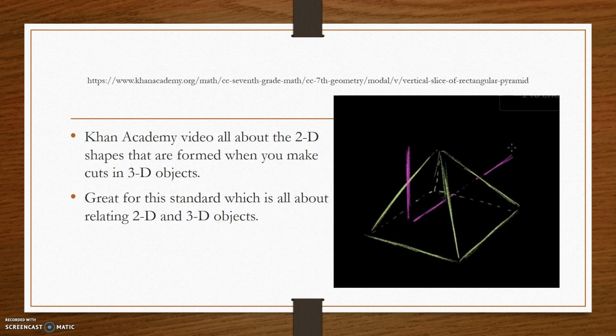And lastly, the website I want to point out is this Khan Academy website, where there's specifically a video on what happens when you cut 3D objects in half and what cross sections you can make and how the 2D shapes are formed in this process.